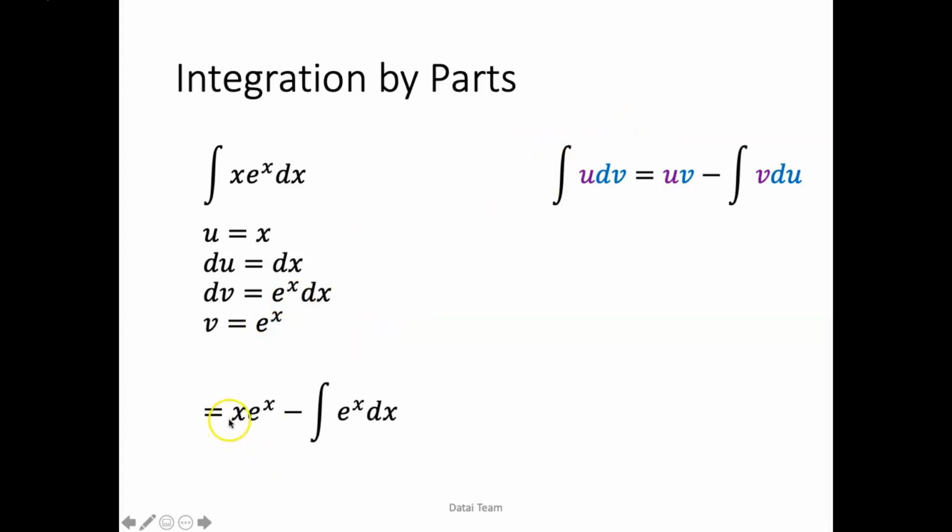Here we have x e to the x, this value, and this value, u and v, and v du. Our v is e to the x, and du is equal to dx. And from this we get x e to the x, this is the same, and when we integrate e to the x, we get e to the x, but minus, and we add a coefficient because we don't know if there is a value or not. So to get all the possibilities, we must add this coefficient here.